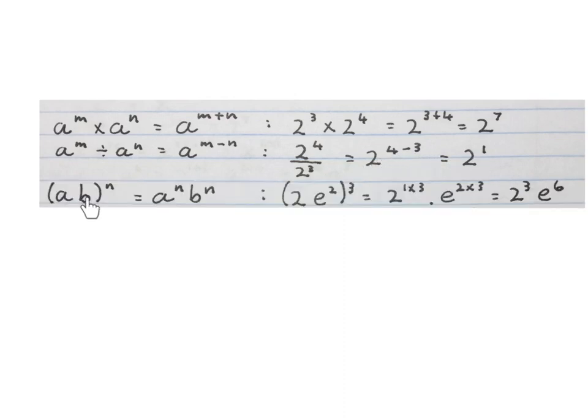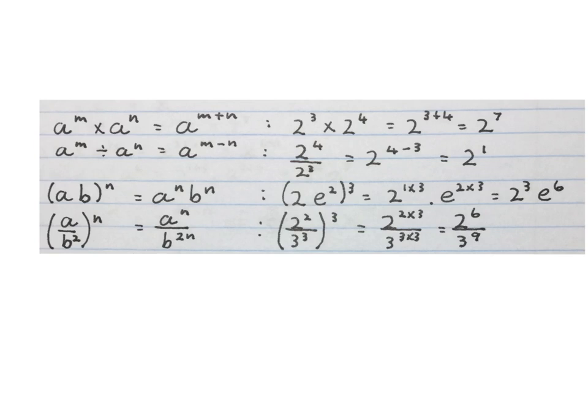The next law says, if I have something in a bracket like this, with an exponent outside there, I will multiply the exponent with both the numbers in the air there. There's a 1 there and there. So this will become a to the power of n, b to the power of n. Example, you have 2, e to the power of 2, everything to the power of 3. You multiply the 3 with a 1 over there, like here. You multiply the 3 with a 2 over there, like here. And your final answer will be 2 to the power of 3, e to the power of 6.